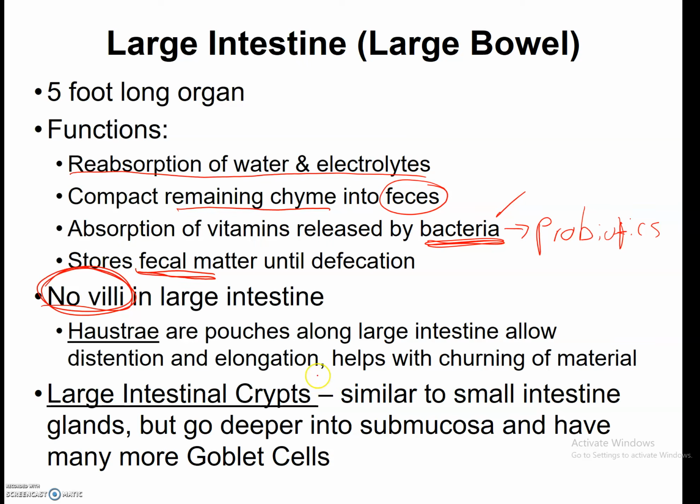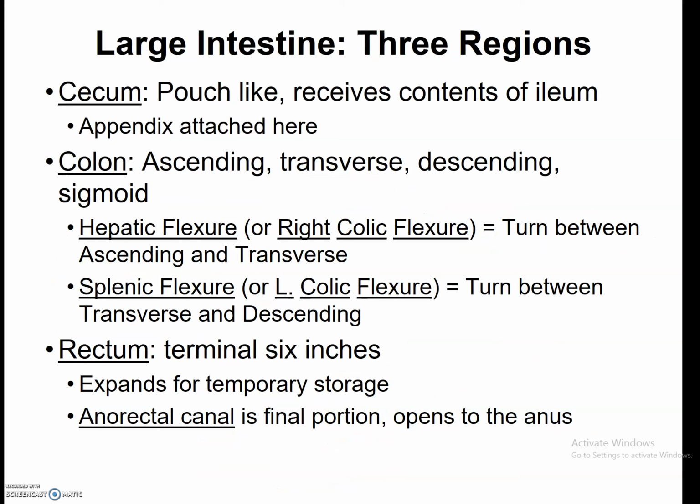In addition to that, there are these large crypts, and they are kind of similar to the intestinal crypts that you find in the small intestine, but they go much deeper into the submucosa, and there are lots and lots more goblet cells here. Why would you need more goblet cells in the large intestine? Well, because you're removing water from the chyme to produce feces. And so you absorb the water in the large intestine, the feces gets kind of dried out, so it helps to have that mucus to move the fecal matter into the terminal end of the large intestine.